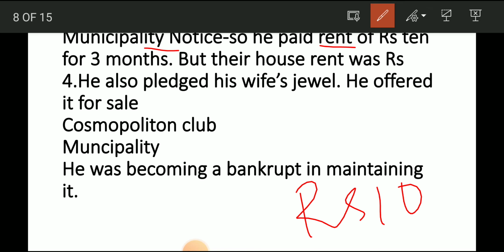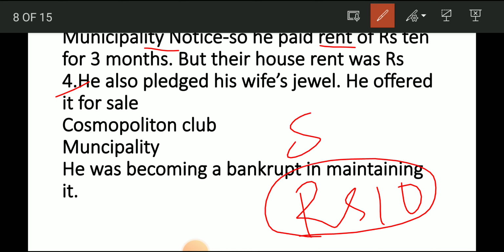And in a way he started loving that road engine. And just imagine, his house rent is just rupees 4, and for keeping this road engine he's paying 10 rupees, and the ticket cost is just 8 annas. See how much trouble it is causing him. Okay, then to maintain this road engine, he even pledged his wife's jewel.